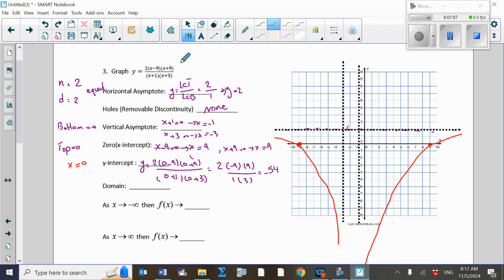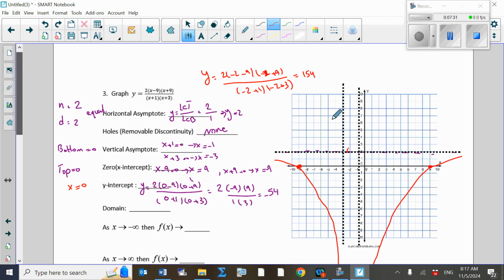So I can plug in x equal to negative 2 here: negative 2 minus 9, negative 2 plus 9, negative 2 plus 1, and negative 2 plus 3. If I use my calculator, it's going to be positive 154. So it's a really big number up here. Again, I don't have space for that. I just assume negative 2 and 154 is somewhere here. So I know that there are asymptotes here. So the graph is going to pass through this point and get close to the asymptote. So it's going to be something like this.